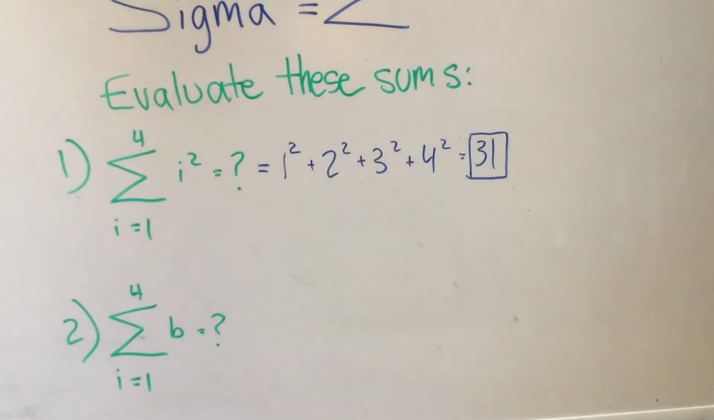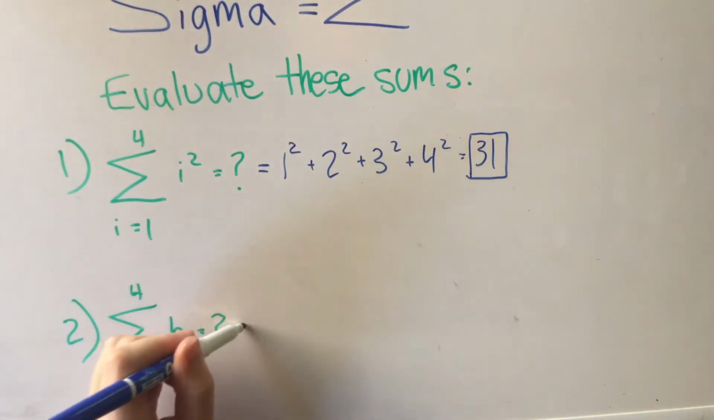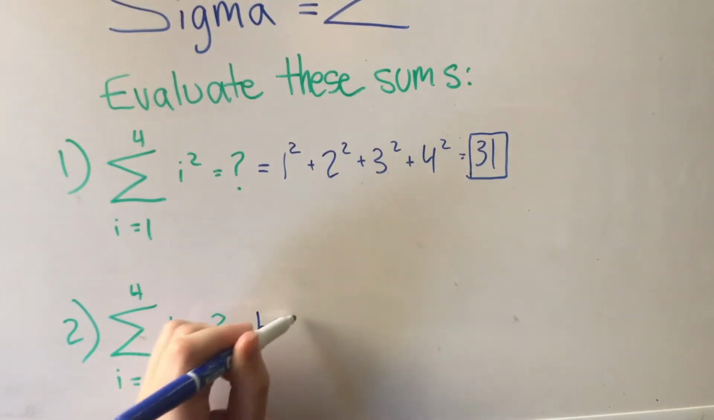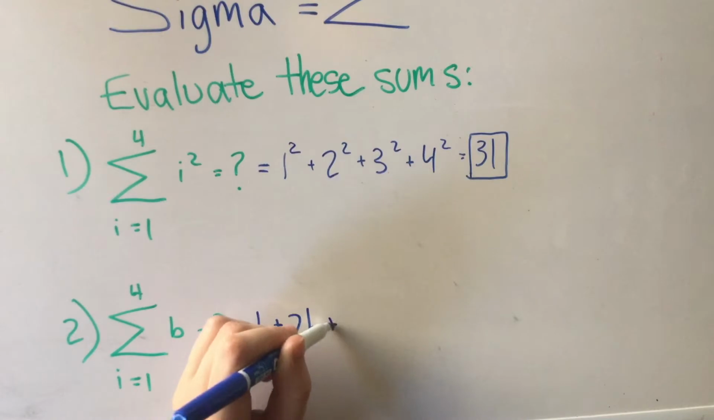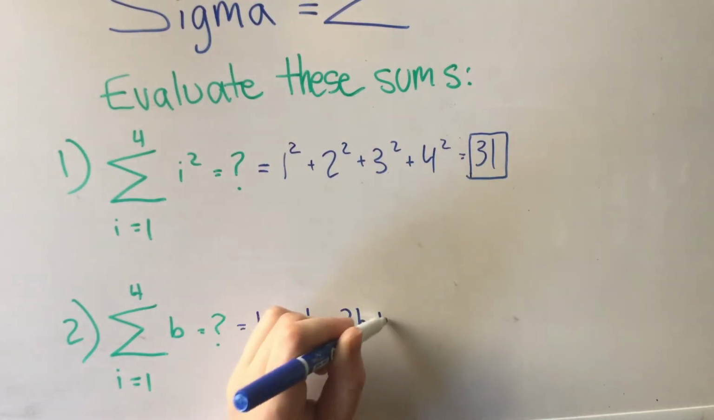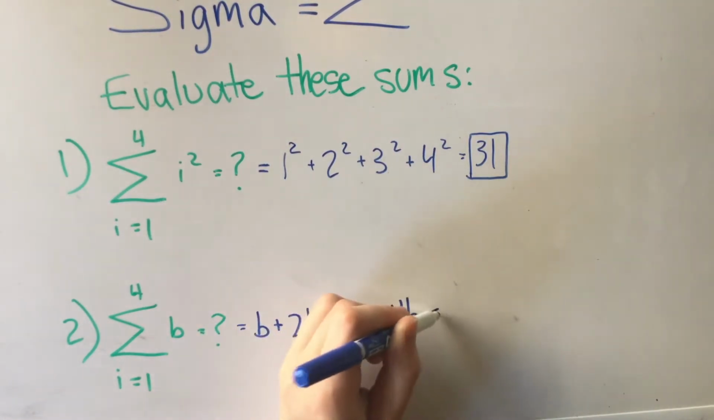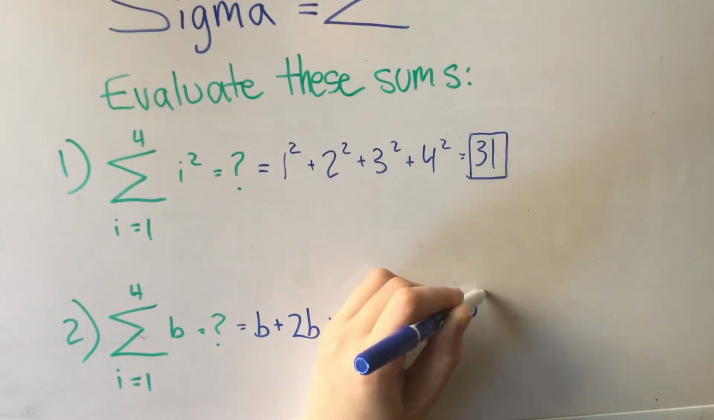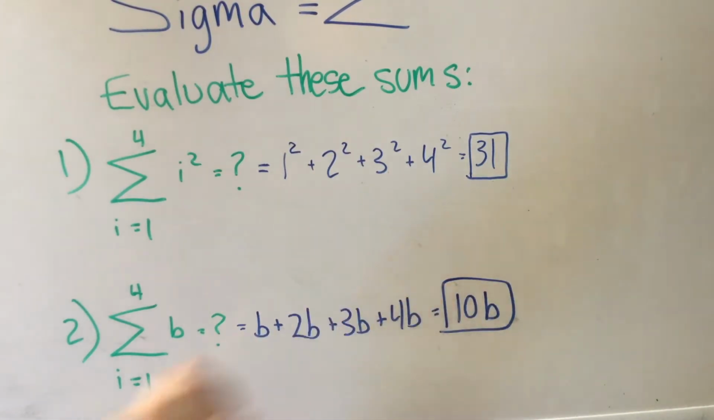The second example, we have the same starting and ending point, but the equation is different. It's a variable b. So what you do is you add b plus 2b plus 3b plus 4b. Why do you add this up, and why aren't these just integers? It's because b is some variable. We don't know what b is, so that's why you just do that. This gives you the final answer of 10b.